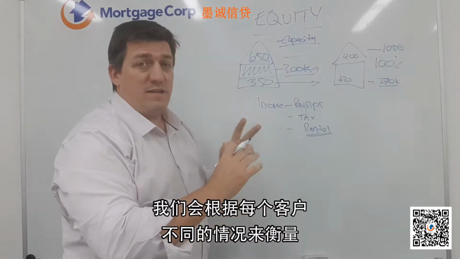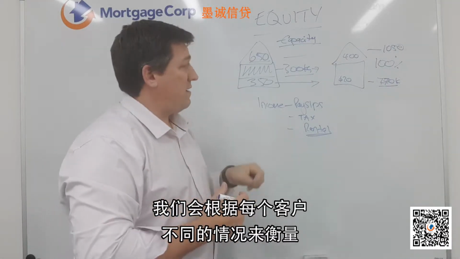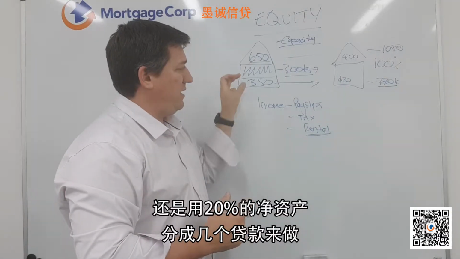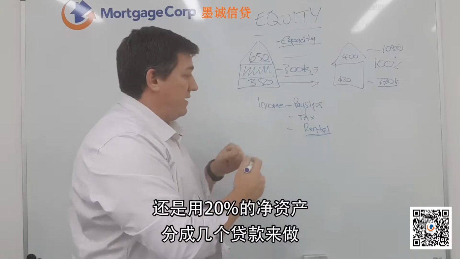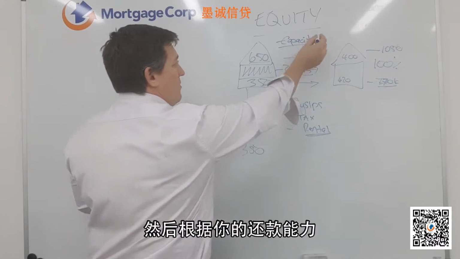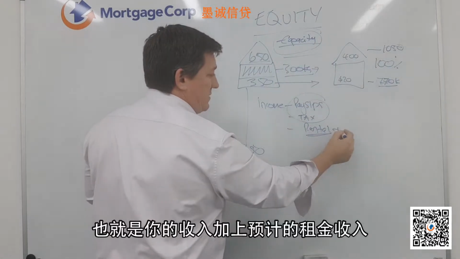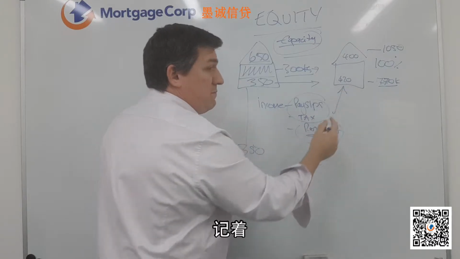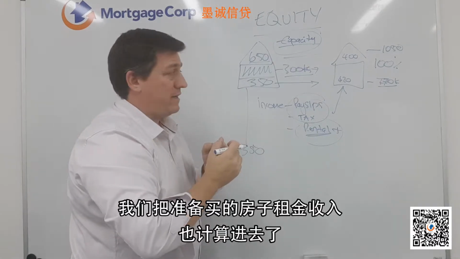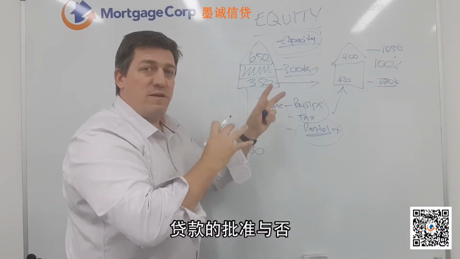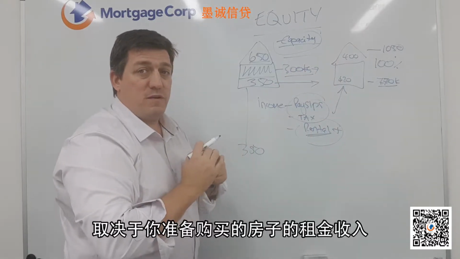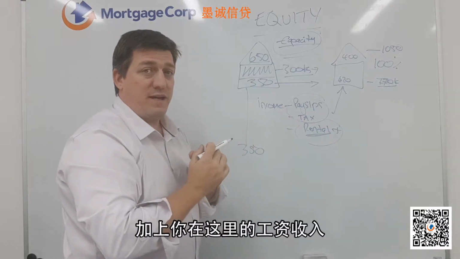This gives us access to being able to borrow and use equity in an existing property to cross-securitize. Some clients, and we determine on a case-by-case scenario, whether it's actually beneficial to do it this way or get access to equity of 20% and do a split. How do we do that? We then have a loan of $350,000 based on your capacity of either your income plus proposed rental income. Remember, we are actually taking into account the rental income of the new property. So even though you're not earning it, the loan is approved subject to how much rental income we can get on the new purchase plus whatever income you're earning here.